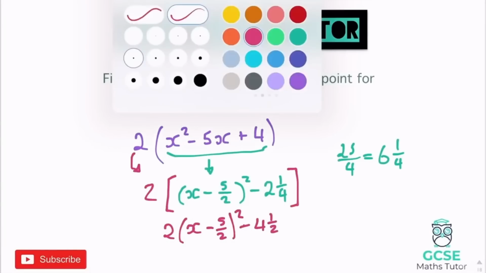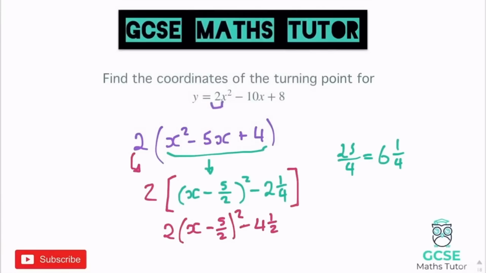Now we just need to finish this off to find the turning point. So our turning point is still this number here for our x coordinate, so positive 5 over 2. So 5 over 2. And then the y coordinate is still just this one at the end here, so negative 4 1/2. There we go, and there's our coordinates of the turning point.